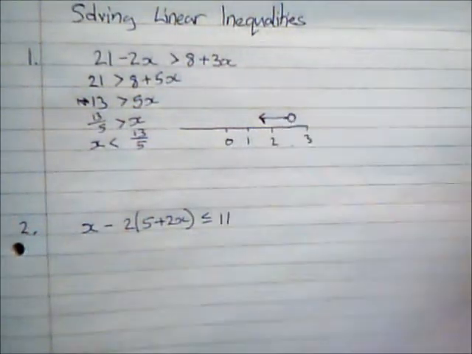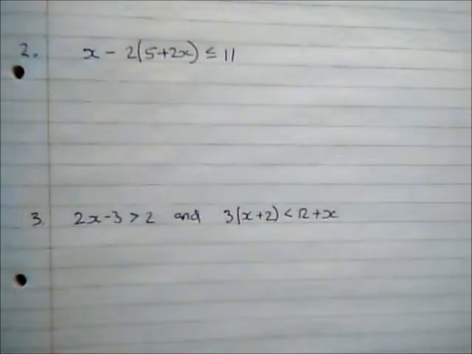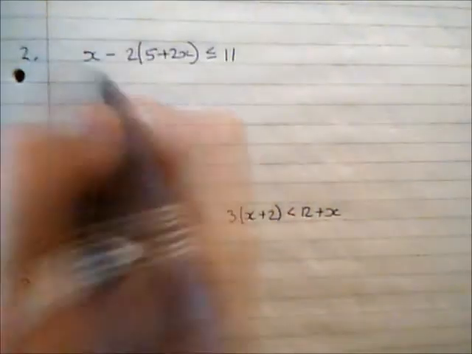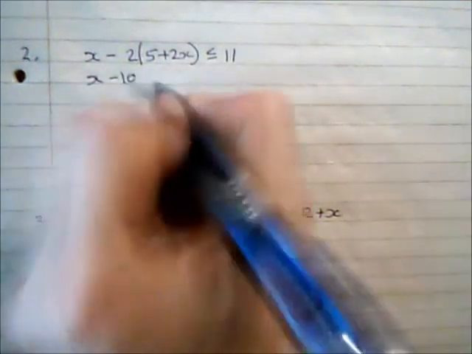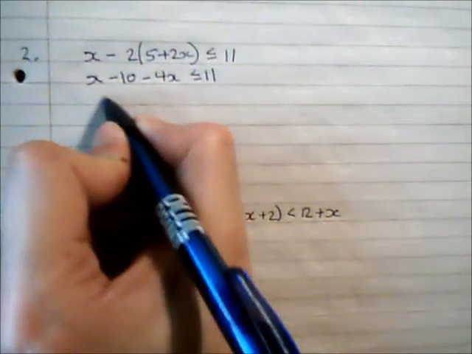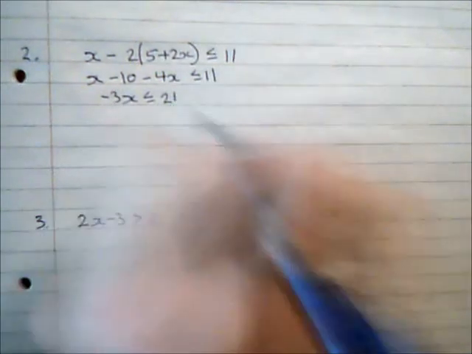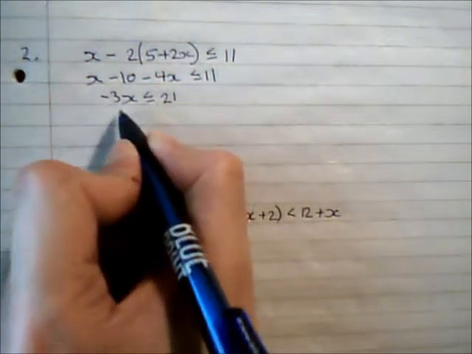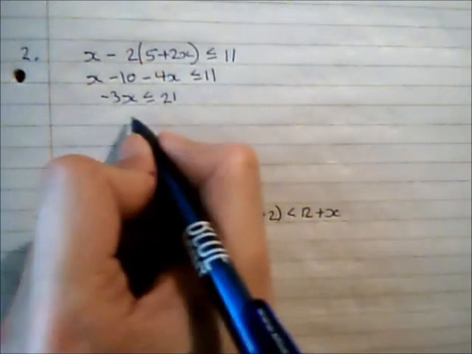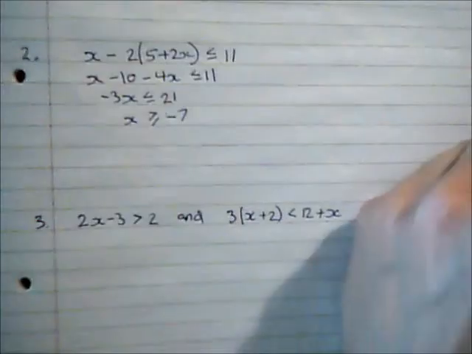Now this second example is going to look at how we notate it when we have a less than or equal to sign, and how we can differentiate between that and just the less than sign. So the second one, I'm going to begin by expanding the bracket, and I'm going to collect the x terms together, and I'm going to move the negative 10 across. And then I've got a negative, so I'm going to divide through by a negative, and that reverses the direction of the inequality sign.